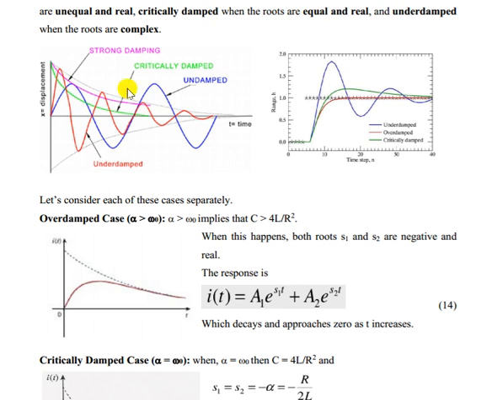Now let me show you this graph. First let us observe this blue line. In the blue line you can see this is nothing but an oscillatory function, right?